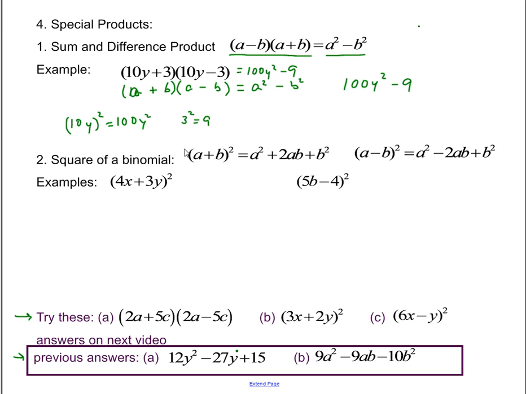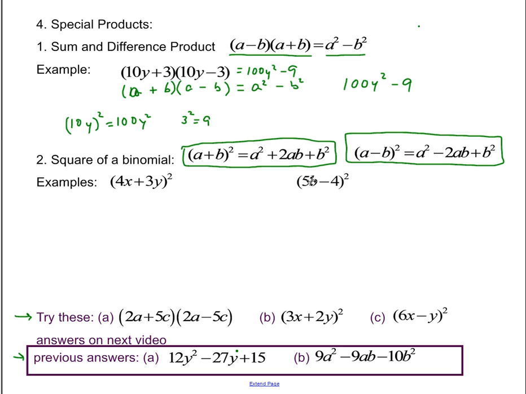There's two more formulas that we should know right here. The first one and the second one, they're basically the same. They are the square of a binomial. And it always turns out that if you square a binomial like a plus b squared and a minus b squared, we end up with a squared plus 2ab plus b squared. A minus b squared equals a squared minus 2ab plus b squared.